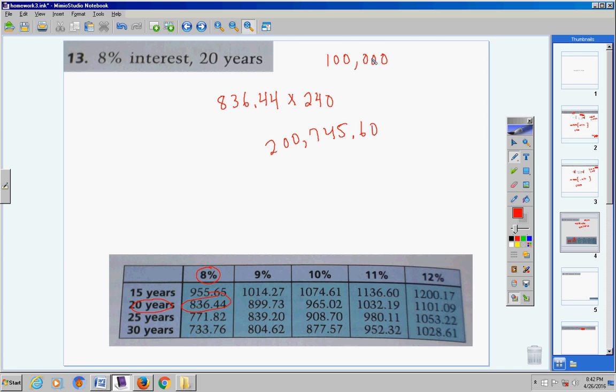$200,745.60. So your loan was this much. You paid this much. Subtract those two numbers and you're paying $100,745.60 interest. So you basically bought the house twice, okay? Is what you did. Alright, number 15.